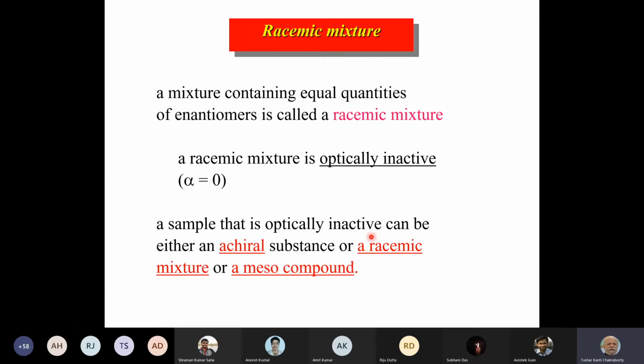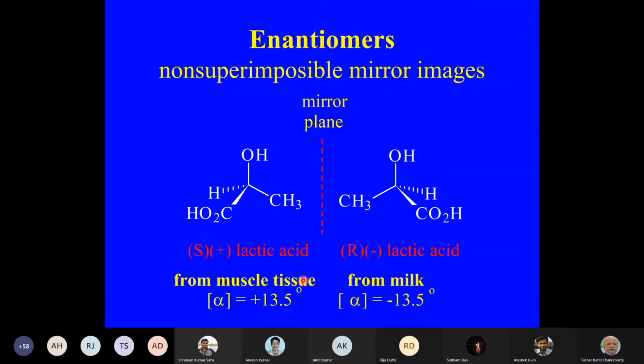A sample that is optically inactive can be, as I said, a racemic mixture with equal amounts of both enantiomers, or it could be an achiral molecule. If there is no chirality, then it will not show any optical activity. Or it could be a meso compound, which means internally there is a plane of symmetry or something like that, so although it has chiral centers, it will not show any optical activity. I have shown here lactic acid, S plus lactic acid and R minus lactic acid.